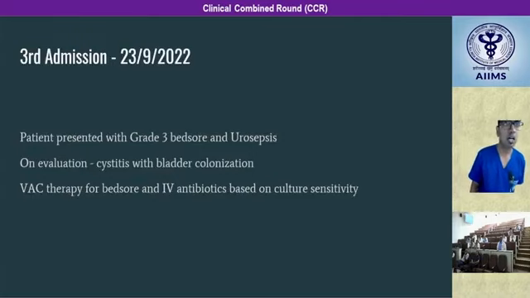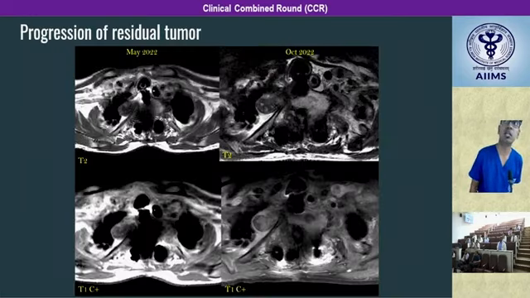The patient presented to us again in September 2022 with a grade 3 bilateral gluteal and sacral bed sore and with urosepsis. On evaluation, the patient had cystitis with bladder colonization. So the patient was started on back therapy for the bed sore and was started on IV antibiotics based on the culture sensitivity of the urine cultures.